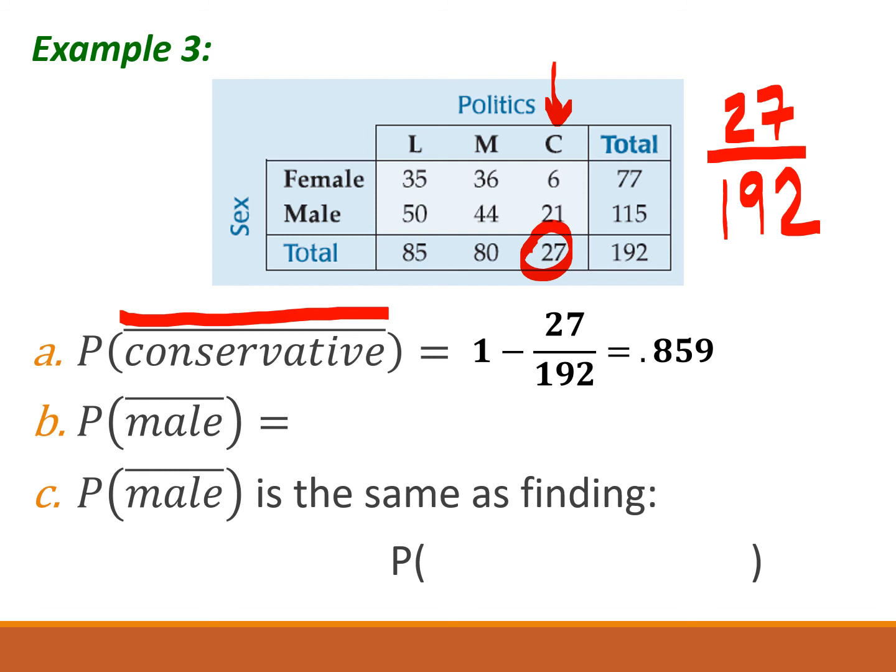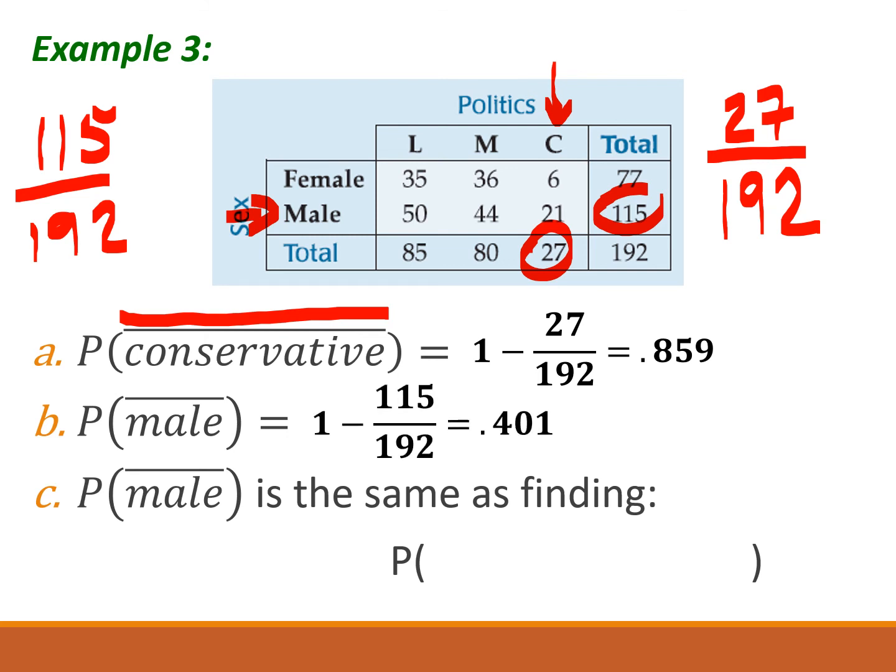The probability of picking the complement of a male, or not a male: if we look at the line for males, we can see there are 115 out of 192. Again, this is the probability of picking a male, so to find the complement of that, 1 minus that fraction gives us 0.401.